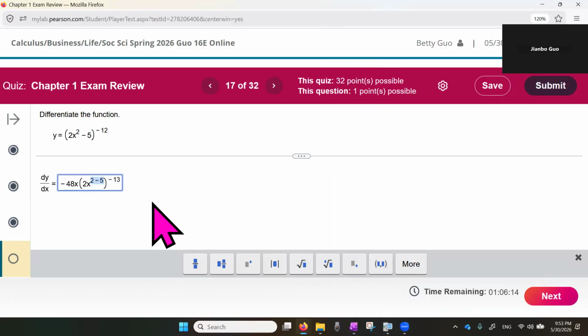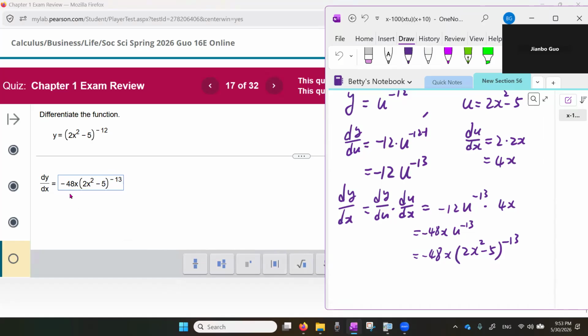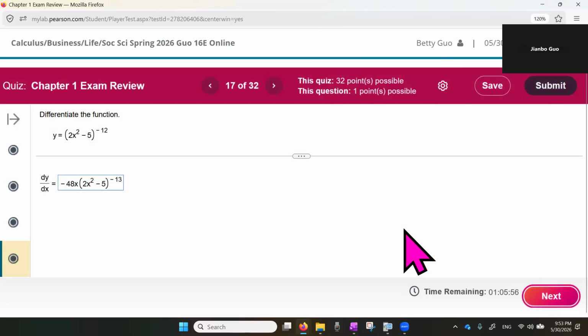Double check. Ooh, I always make that mistake, right? Careful. Minus 5. See if it's the same with negative 48x. 2x squared minus 5 to the power of negative 13. Okay. Next.